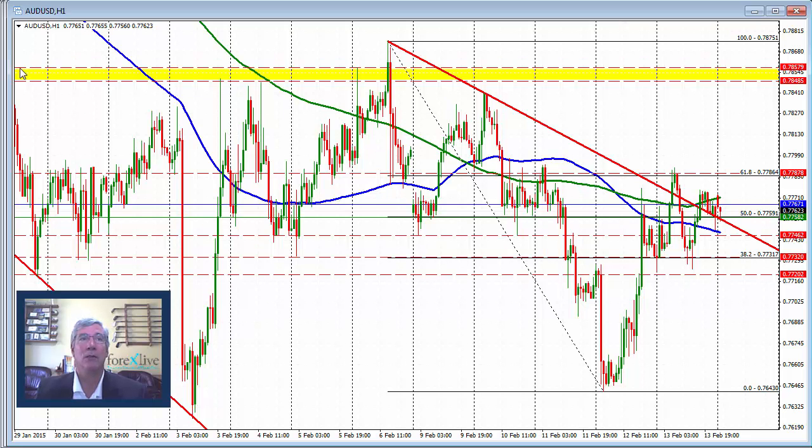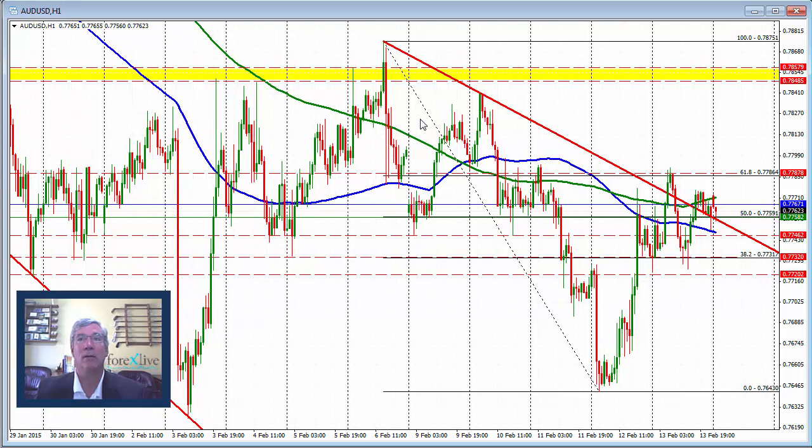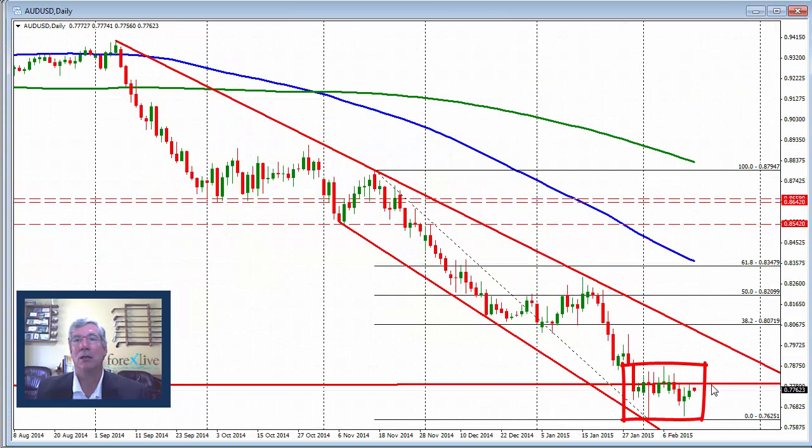Taking a look at the Aussie versus US dollar on the hourly chart, we are in between the 100 and 200-hour moving average and hanging around the 50% retracement of this move to the downside right here. Lots of up and down activity in this currency pair as well, and you can see that on the daily chart as the market consolidates over the month of end of January, early into February. Not really knowing which way it wants to go.